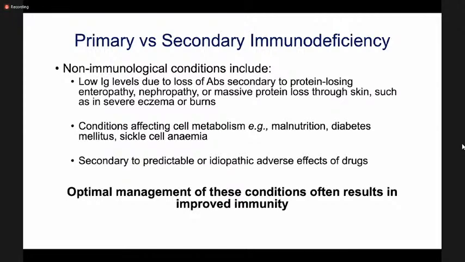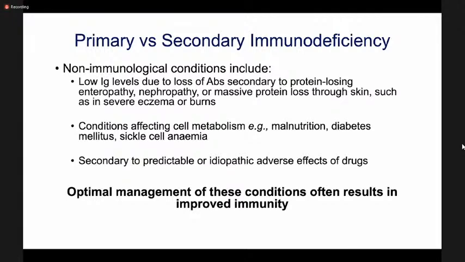Also, conditions that affect cell metabolism, like malnutrition. They say globally malnutrition is actually the most common cause of an acquired immunodeficiency. Actually, globally it would be more common than HIV/AIDS. In sub-Saharan Africa, the most common cause will be HIV/AIDS. Diabetes mellitus, patients with uremia or sickle cell anemia.